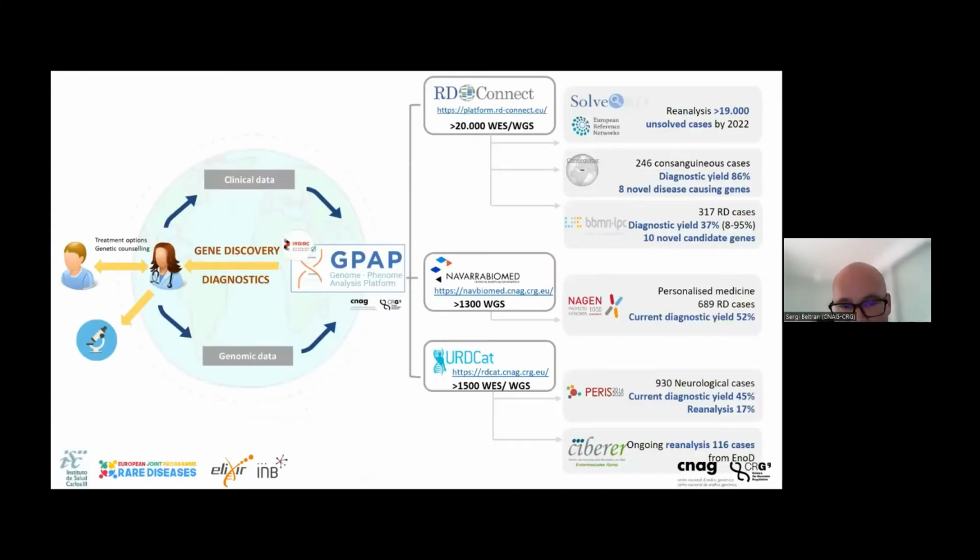So I mostly talked about the RD Connect GPAP, which is the initial implementation of the system. But since then, we have also implemented and adapted the software, the GPAP, for other projects. So besides the RD Connect, which has data from many different projects, we also have an instance running for Navarra Biomed, in which we have been doing quite a lot of different projects, and also for the URDCAT project here in Catalonia, in which we have data from different hospitals in the region, usually of hard to diagnose rare disease cases, but also some undiagnosed cases from the CIBERON network, the CIBERON Enfermedades Raras.